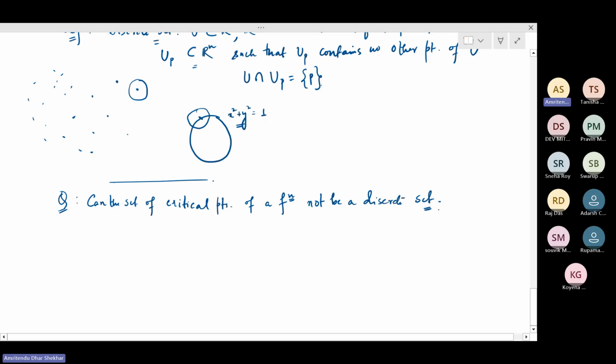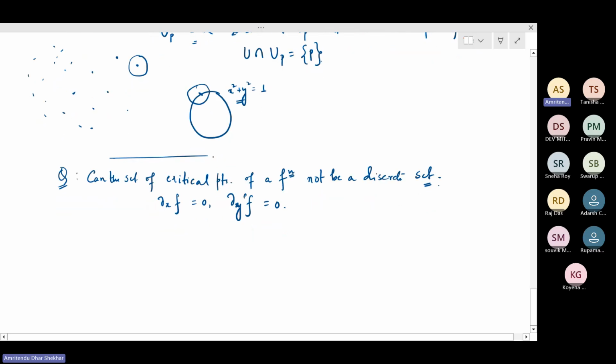Okay, so let's say it's a function of two variables. We are basically asking: if we solve del x of f equal to 0 and del y of f equal to 0, does the solution to this system of equations come out to be a discrete set? What we're essentially looking at is the solution set of this system. But is it necessary that it's always going to be a discrete set? Can it be not a discrete set? And the answer is yes, it very well may not be a discrete set.